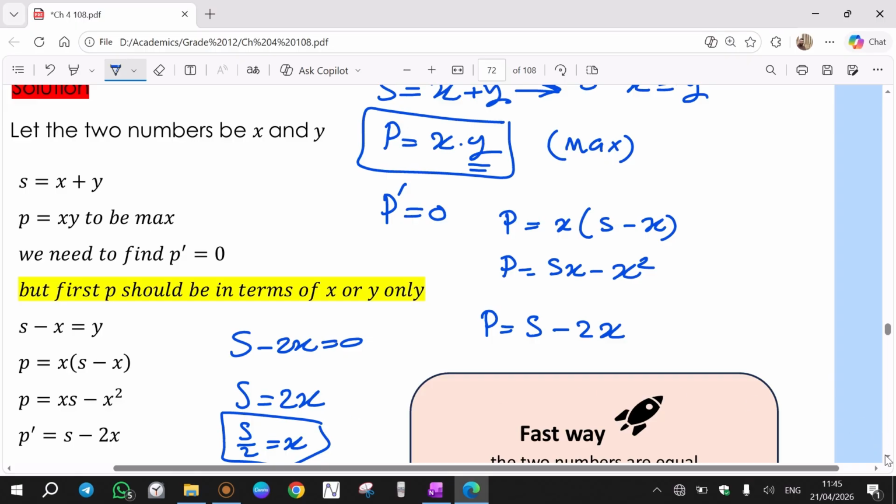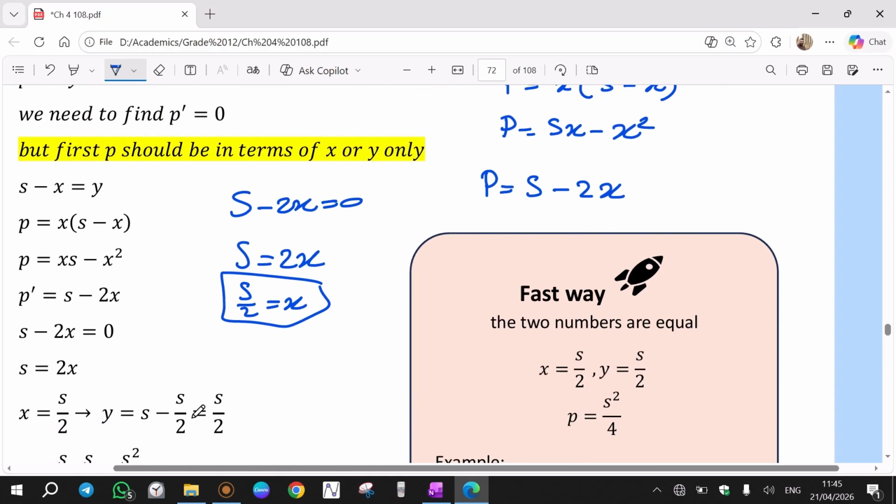So if I write this in place of x, y equal to s minus x. Instead of x, I wrote s over 2. One full s minus half of s. What's remaining is half of s. So final answer, y is the same, s over 2.